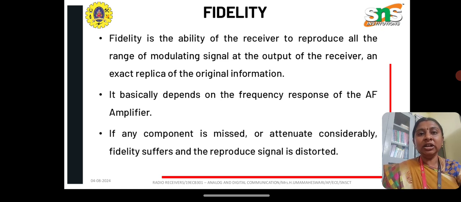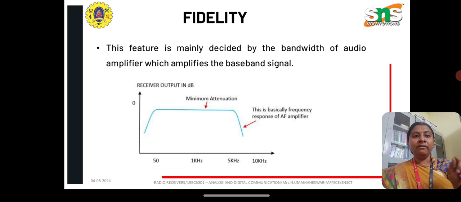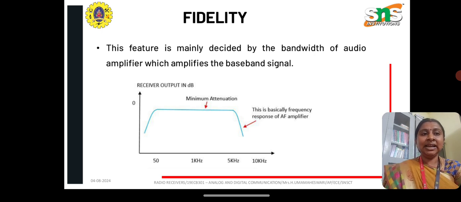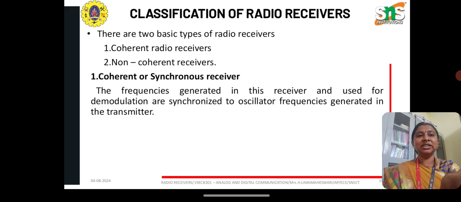If any component is missed or attenuated considerably, fidelity suffers and the reproduced signal is distorted. This is the fidelity curve, where minimum attenuation and the frequency response of an AF amplifier is shown. This feature is mainly decided by the bandwidth of the audio amplifier, which amplifies the baseband signal.